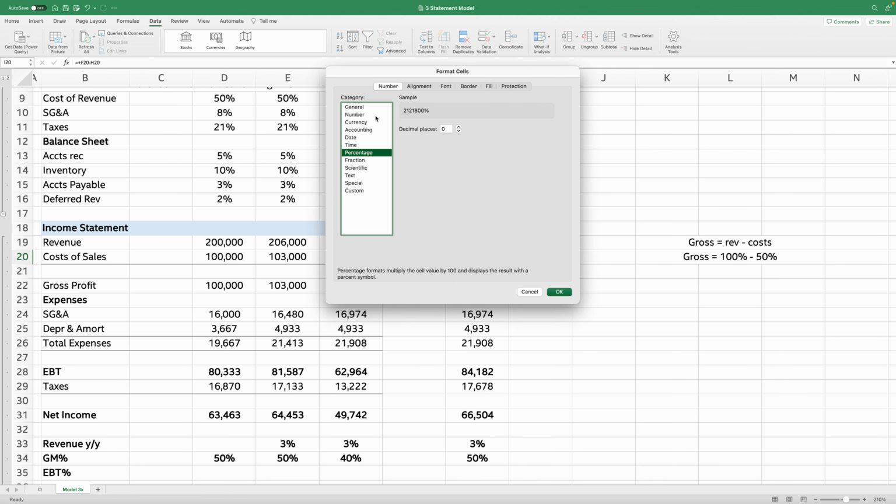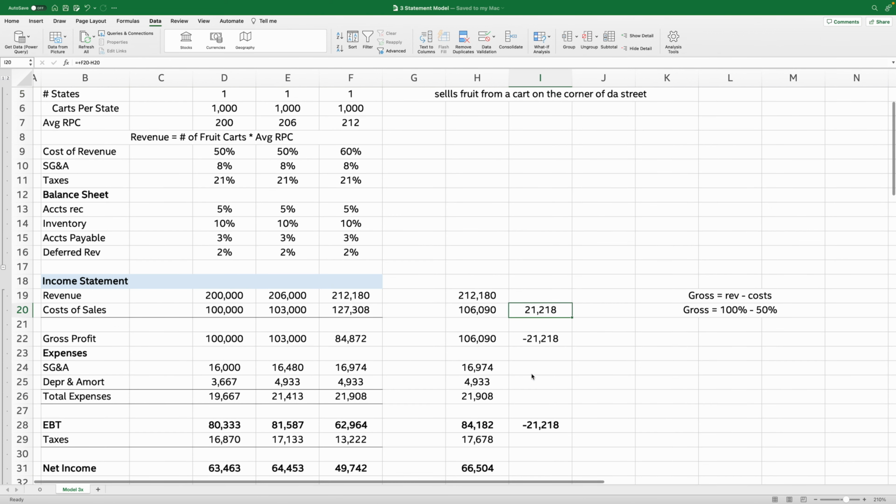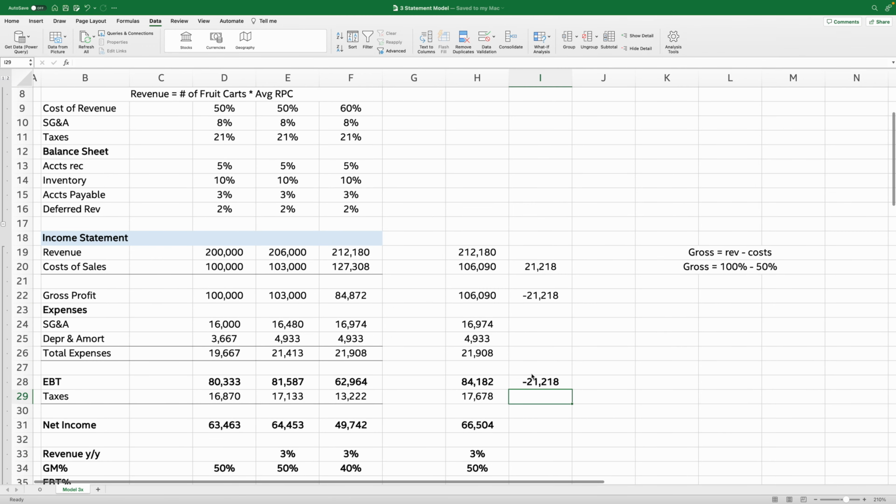So there's a relationship that says if my costs go up by 21,218, my gross profit goes down by 21,000. SG&A stayed the same because we changed nothing. Depreciation and amortization stayed the same because we changed nothing. But look, total expenses stayed the same also. EBT, however, is lower. Take a guess on how much lower? 21,218. What do you know? So one simple increase in cost of sales, holding everything else constant, can decrease your earnings before taxes.